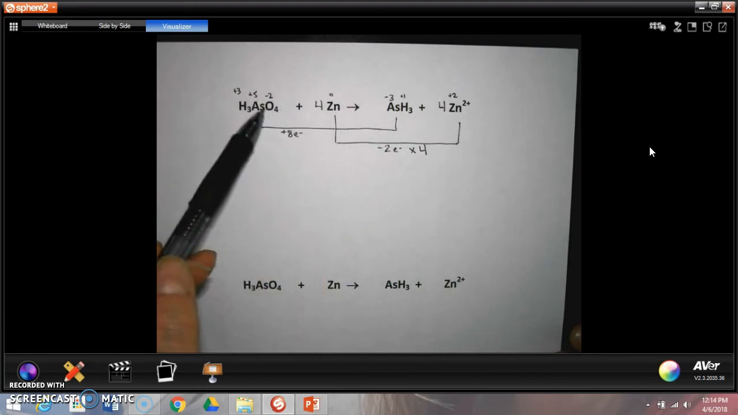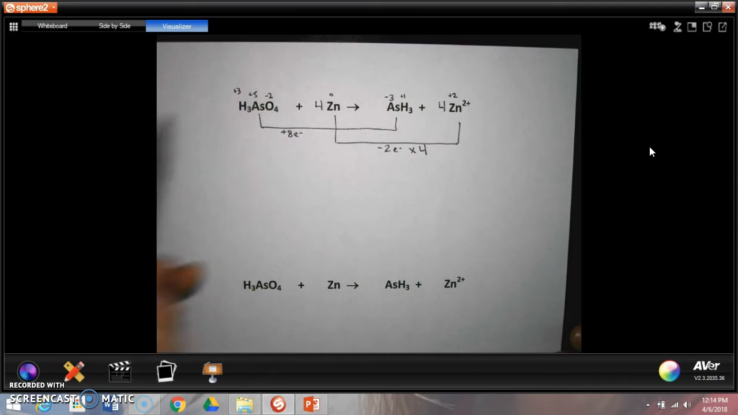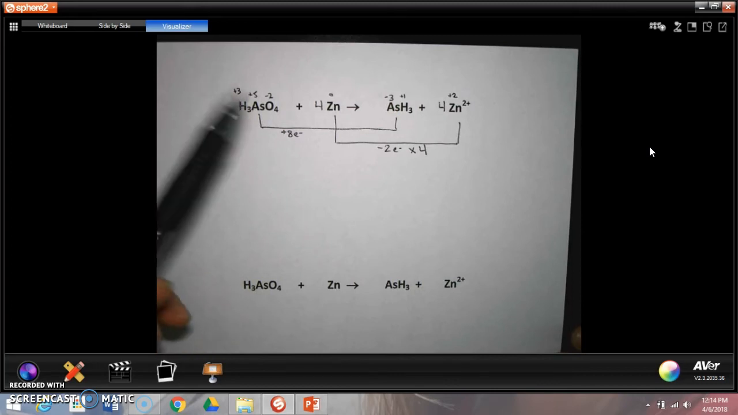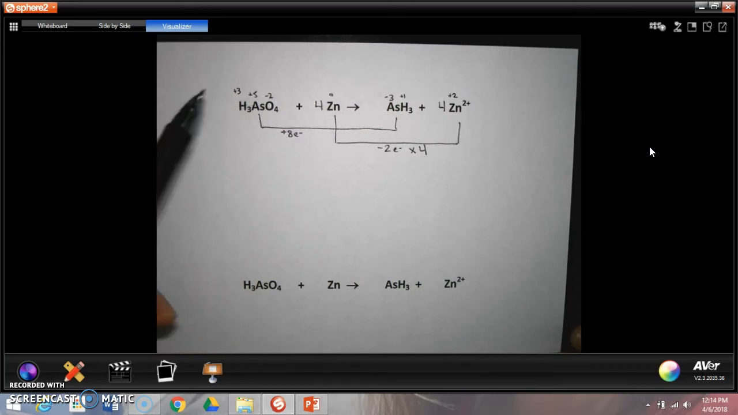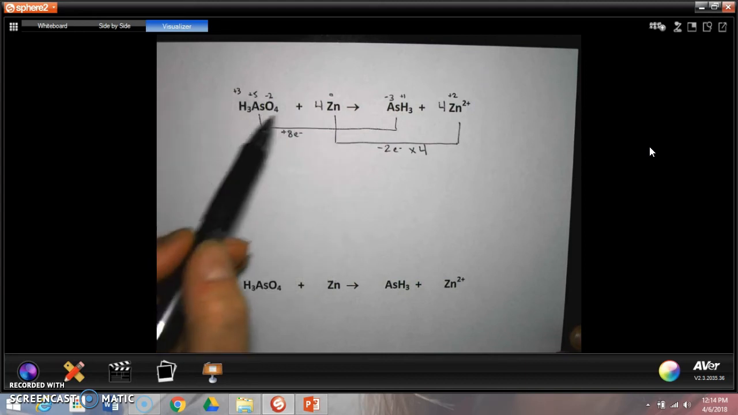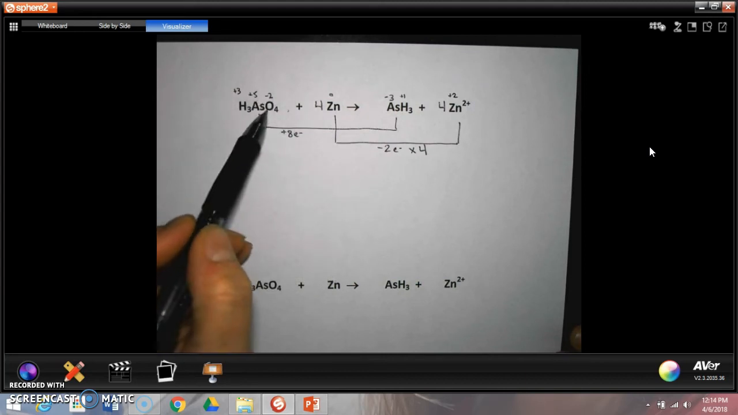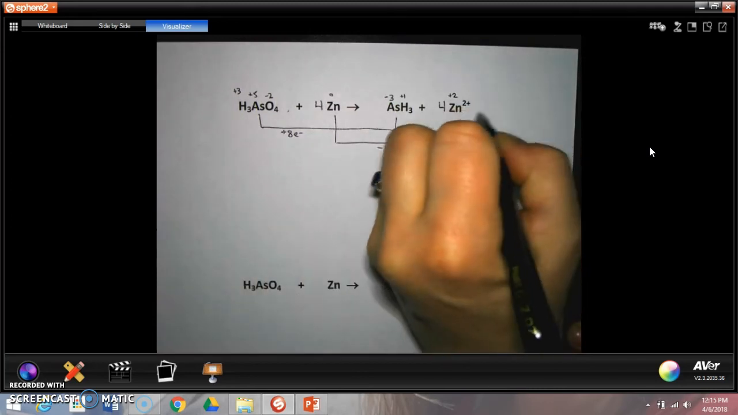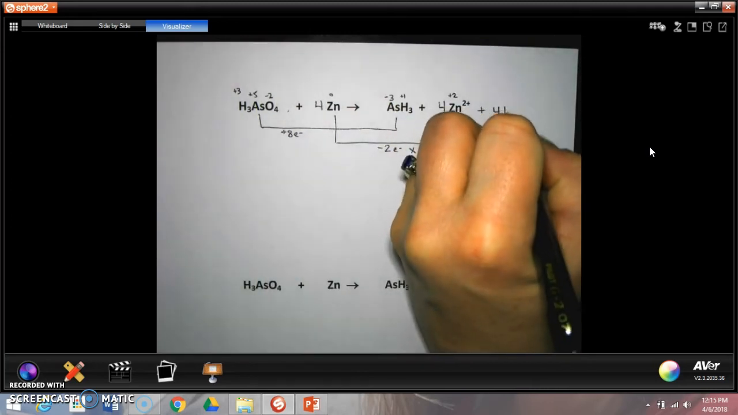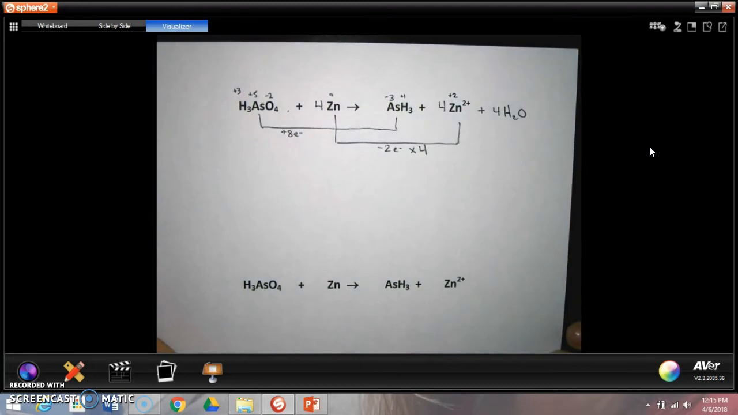What I don't have balanced is the oxygens. So there's 4 oxygens on this side. Since I'm in an acid solution, I'm going to balance this with H pluses and water. So since I'm short 4 oxygens on the product side, I'm going to add 4 waters to this side.